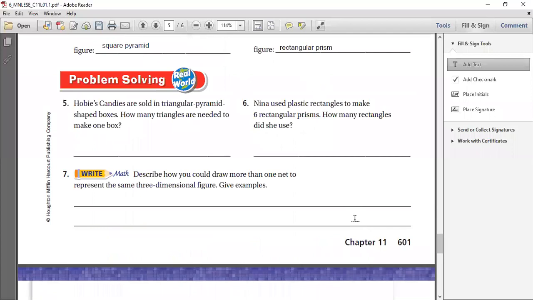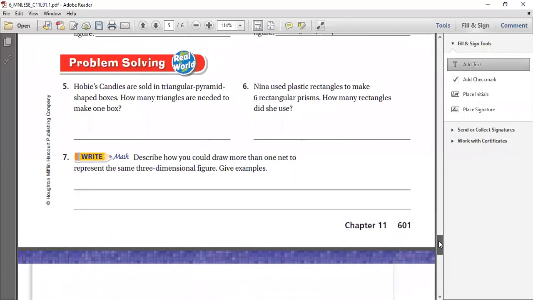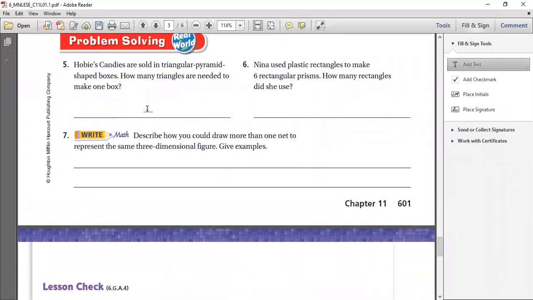Okay. Question number 5. Hobbies candies are sold in triangular pyramid shaped boxes. So they are triangular pyramids. You know how a triangular pyramid looks like. Triangular pyramid means the base is a triangle and the sides are all triangles. How many triangles are needed to make one box?